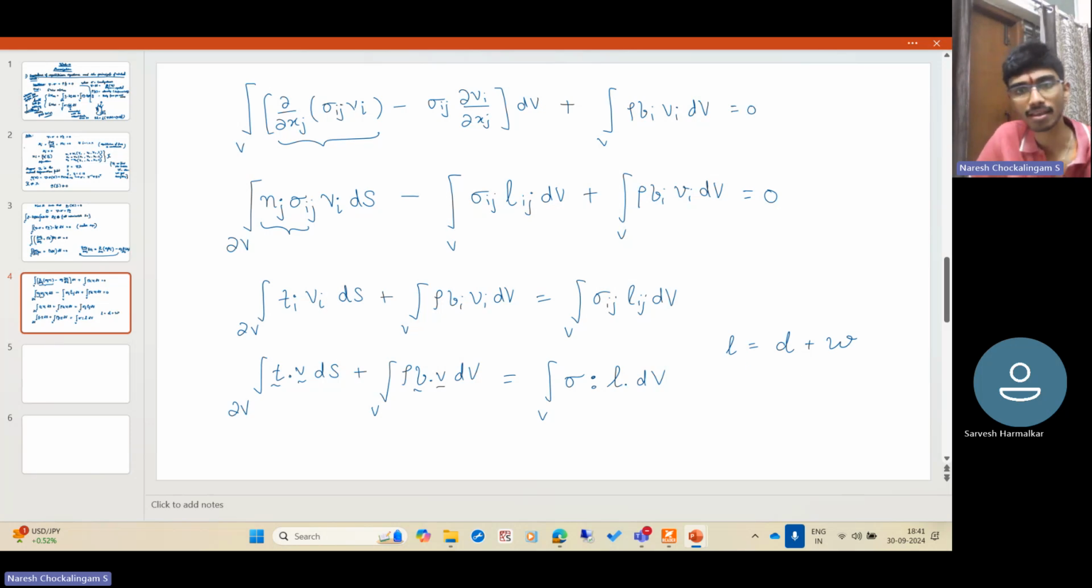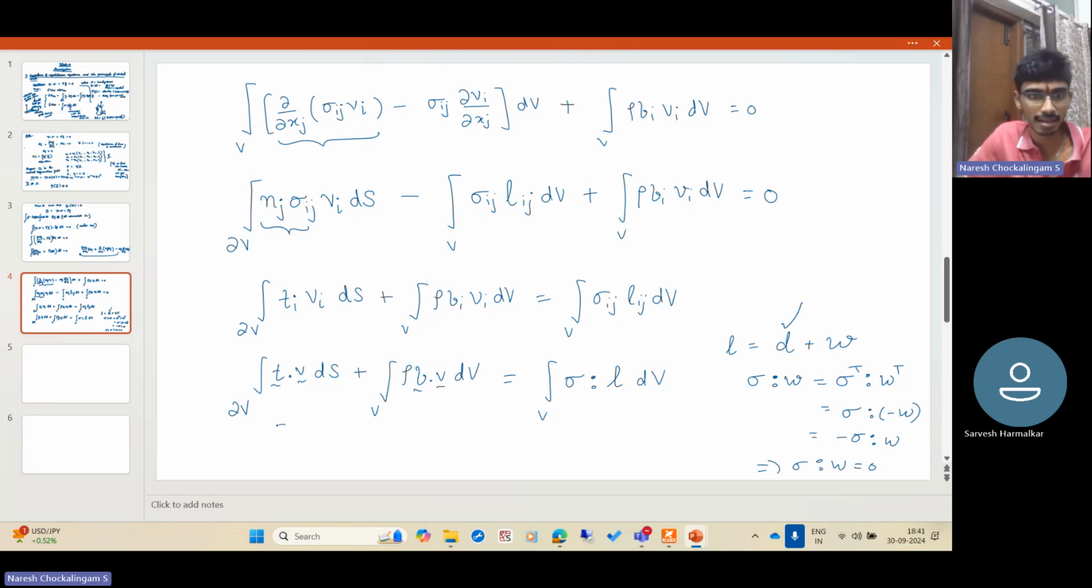But sigma is a symmetric tensor. So we know that sigma double dot contracted with W is what? It is also sigma contracted with sigma transpose contracted with W transpose. But sigma transpose is nothing but sigma, and W transpose is minus W, which means sigma contracted with W is the negative of itself. Therefore, sigma contracted with W is 0. So this will not contribute, and we'll have only the contribution from D.